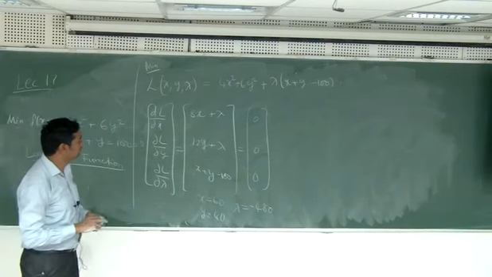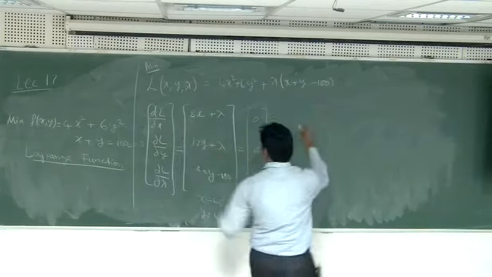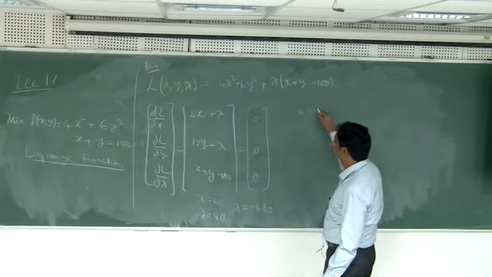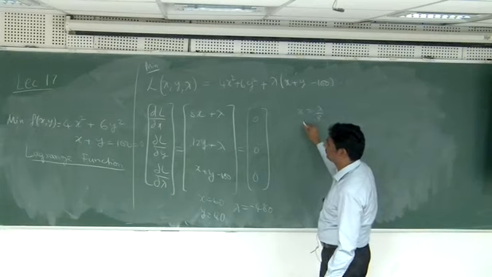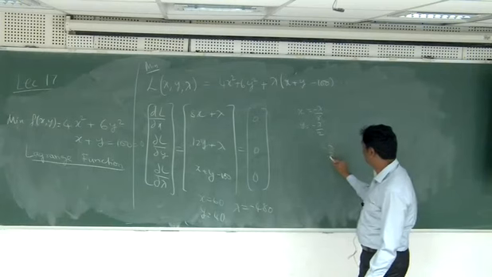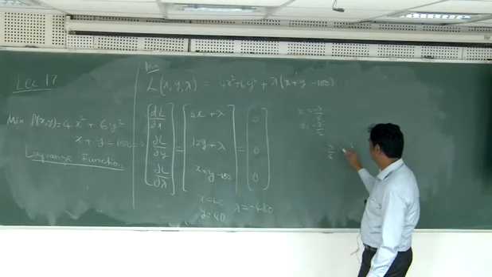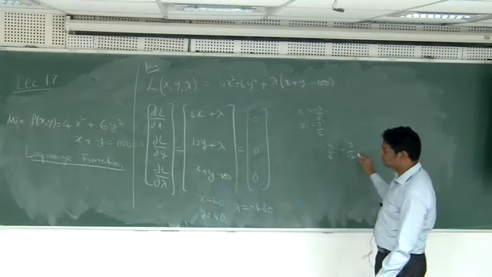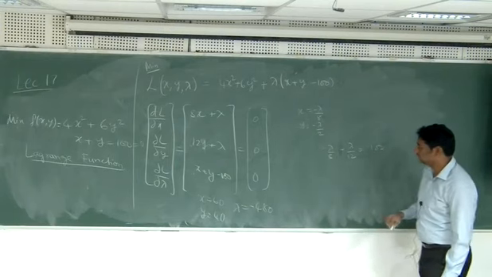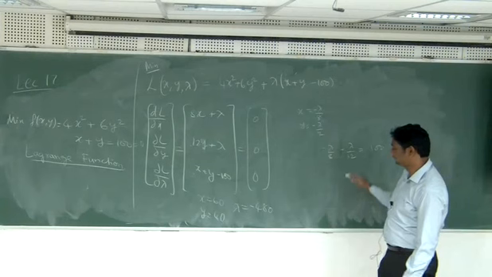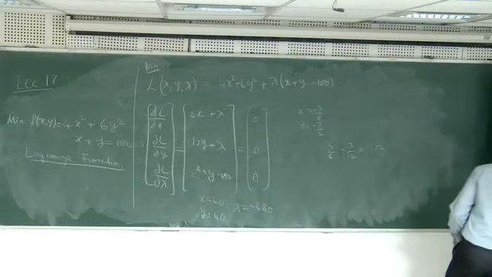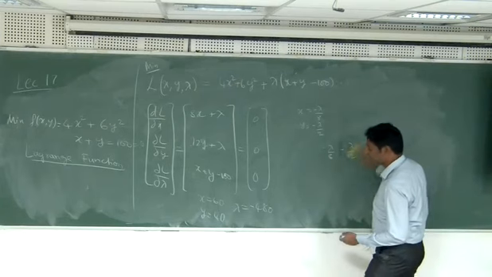If you solve it, see here what you can do is x equal to minus lambda by 8. So minus lambda by 8 plus, so minus lambda by 12 equal to 100. Like this if you solve, will we get minus 480? I don't know. Anyway, you should get minus 480.